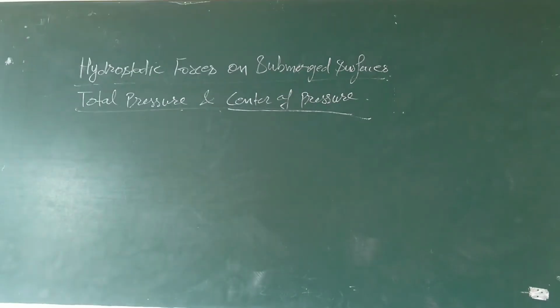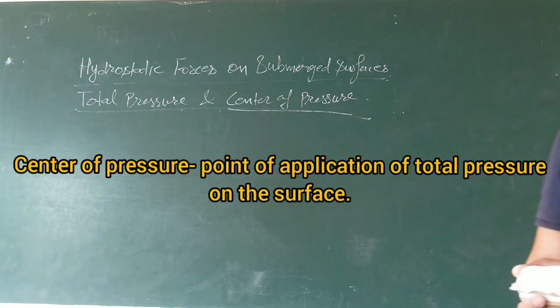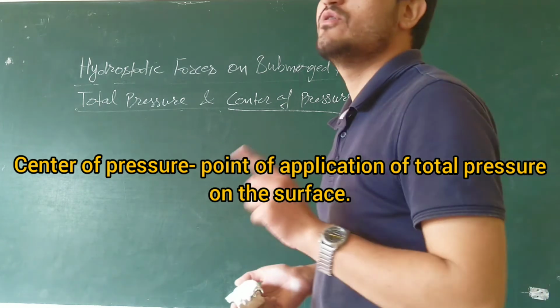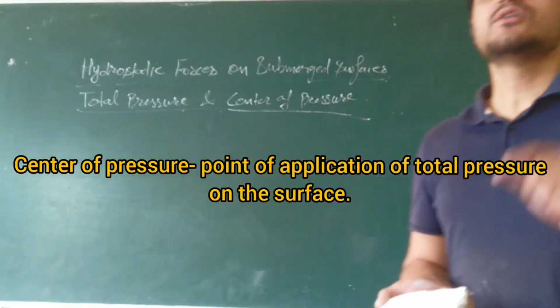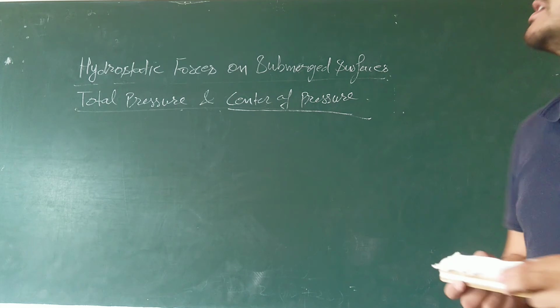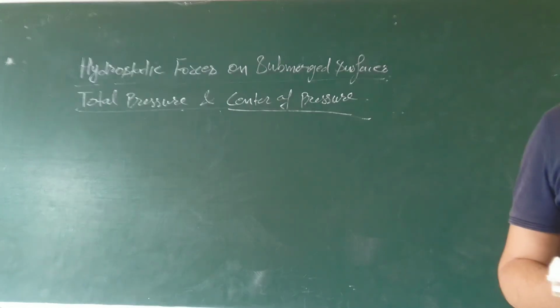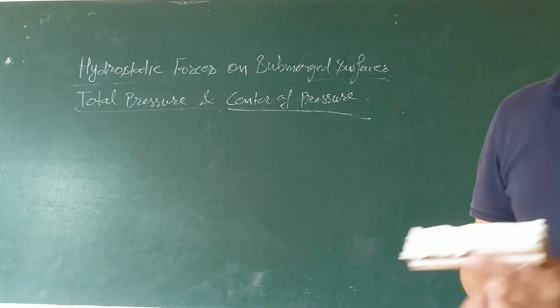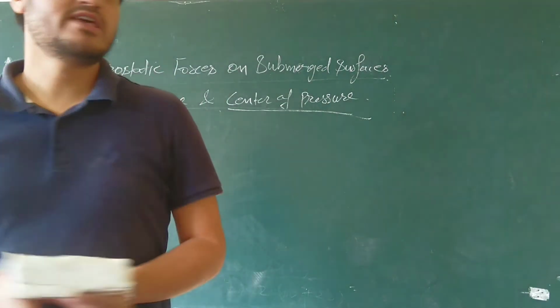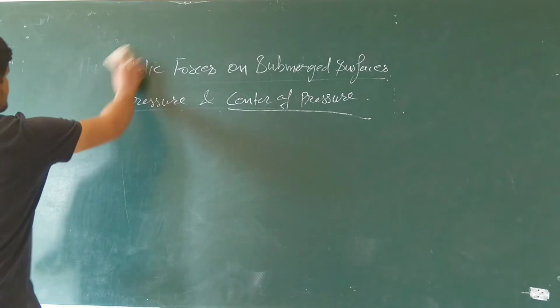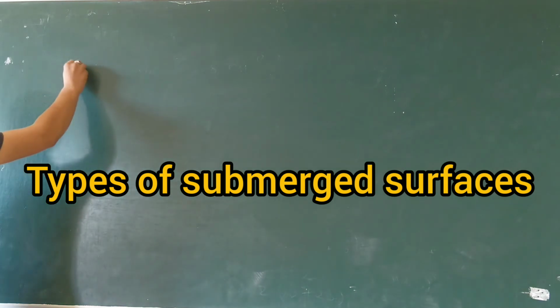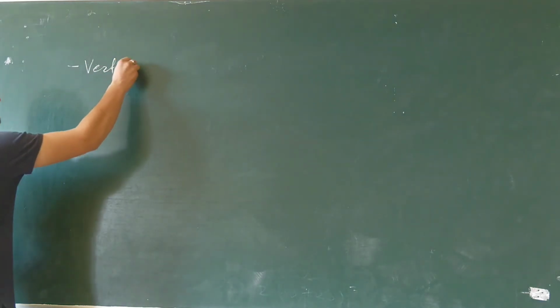This is the definition of your center of pressure, then it is defined as the point of application of your total pressure, ठीक है। So point of application of total pressure is defined as center of pressure, okay। Now जो submerged surfaces है, we can have different types of submerged surfaces। अब जो submerged surfaces हो सकते हैं वो different type के हो सकते हैं, ठीक है। First one will be vertical surface.